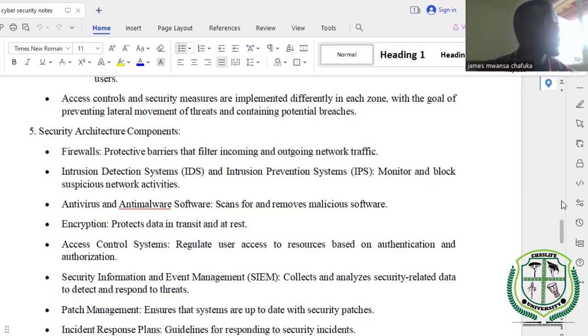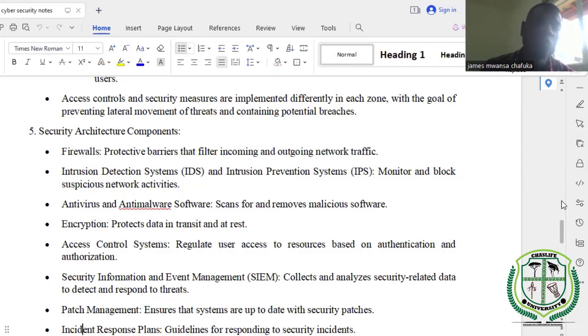Then we also have encryption, protecting data in transit and at rest. When you talk of encryption, this is whereby you are converting the data into unreadable ciphertext. And in order to see the data, there must be an appropriate key. So it is very important. And remember, we are talking about security architecture components, which are very important in the security architecture.